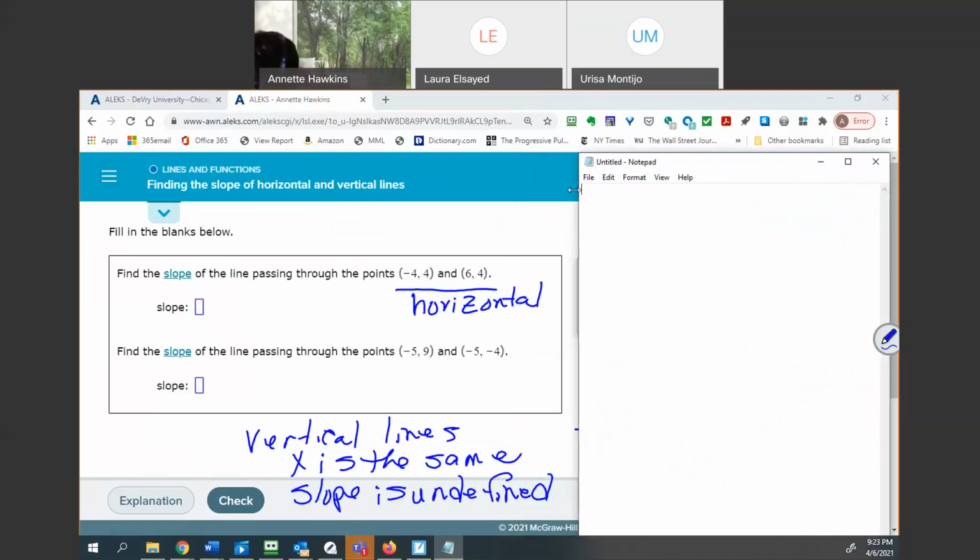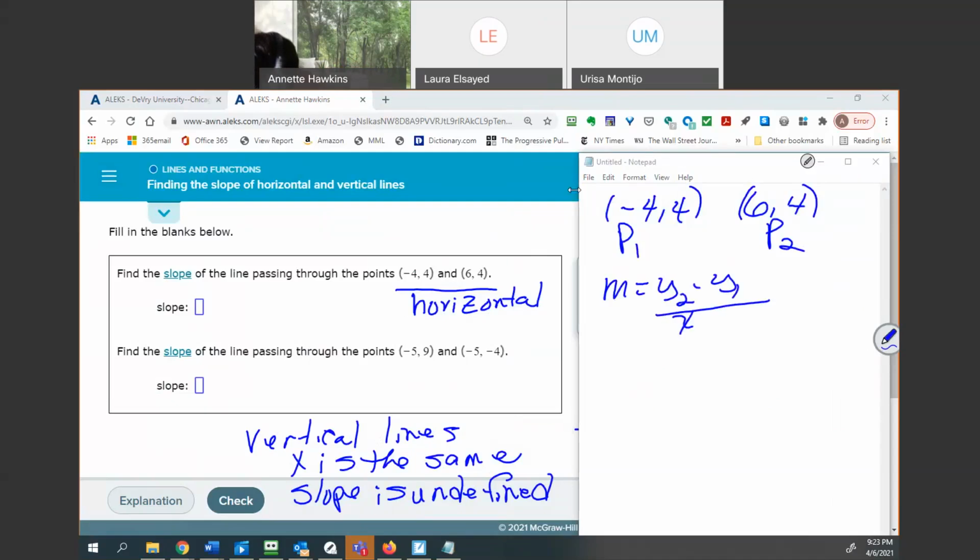All right, so I said this is a horizontal line, so (-4, 4), (6, 4). This is point 1, this is point 2. You can graph these and take a look at them, and we can do that. So the slope is y2 minus y1 over x2 minus x1. Notice that when you write your slope, the subscript should match, and we put y on top, okay?